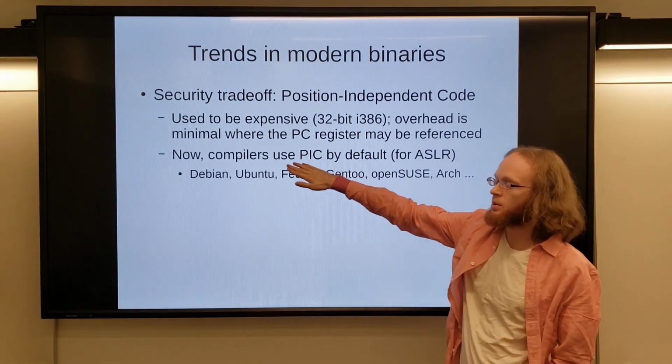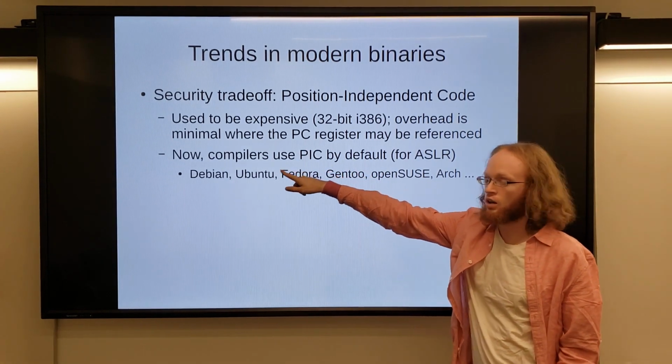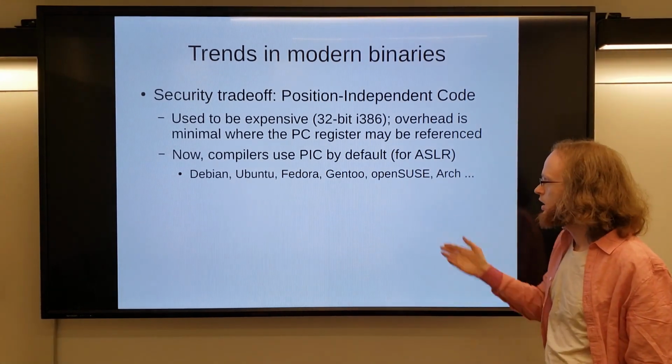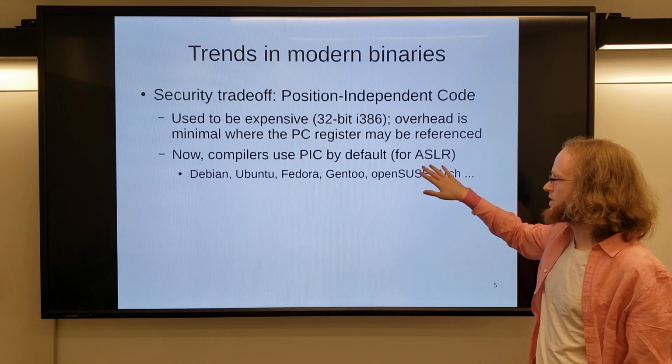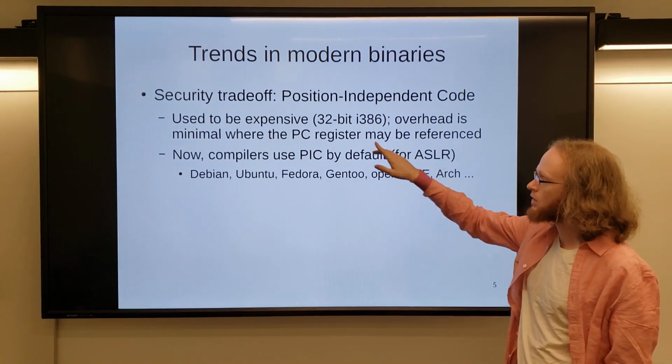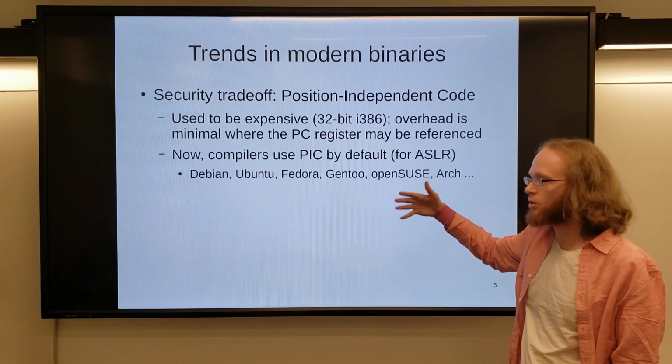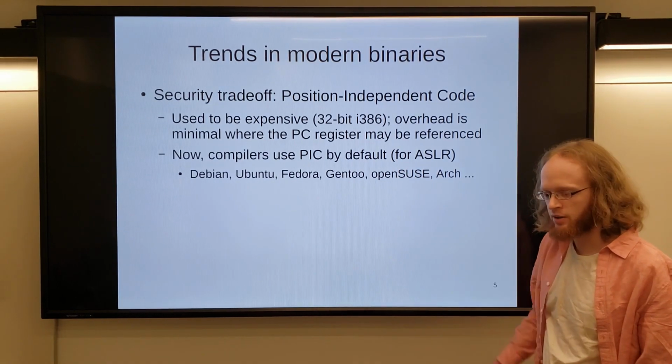And actually, over the past few years, compilers on a lot of architectures have switched to using position-independent code by default. This is to enable ASLR for executables. As I said, this is a security trade-off, and the performance downside isn't that great anymore, so that's why compilers have made this decision.